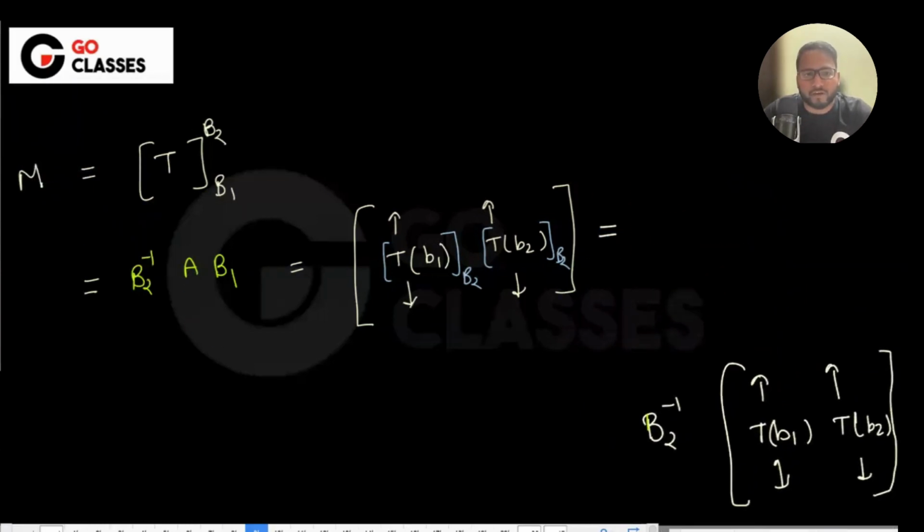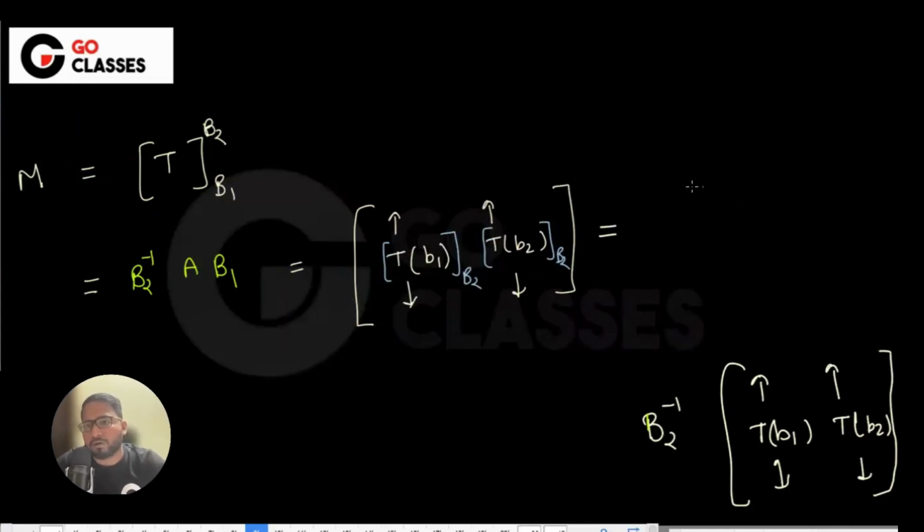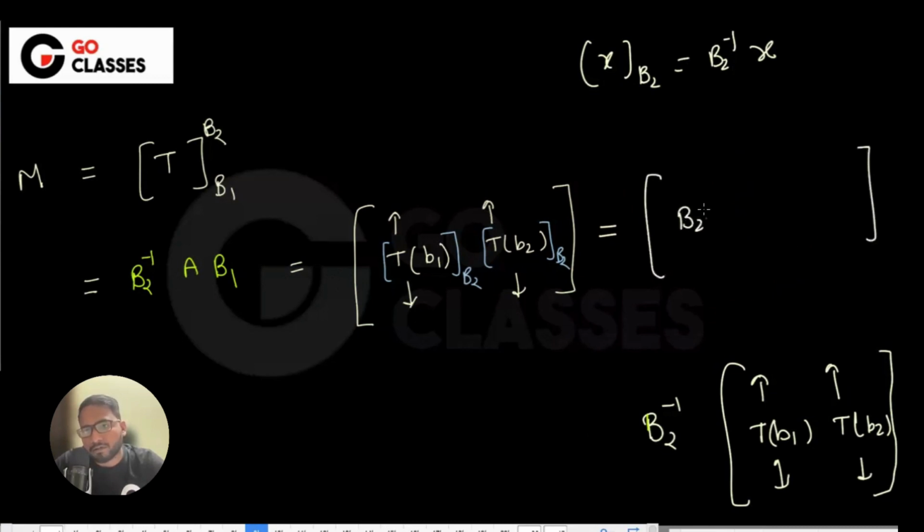At least it should be fine that if it is in B2, then x of B2 is nothing but x into B2 inverse. Is this fine to everyone? So can you write like this? This is nothing but B2 inverse into T of B1 and then B2 inverse into T of B2, right?